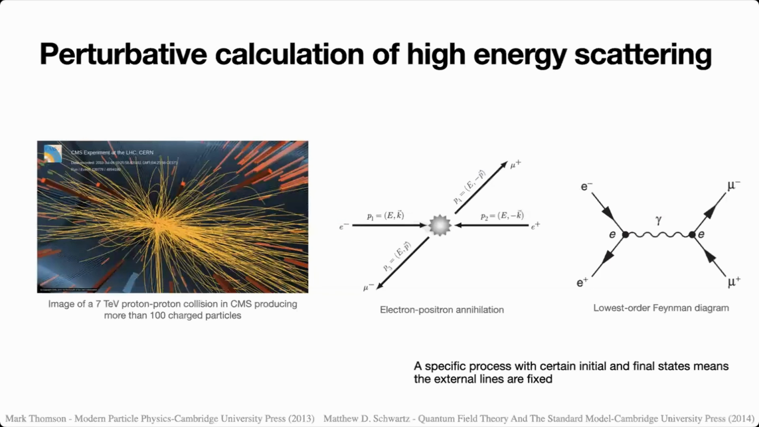For such a specific process, we typically fix the initial and the final state, which means that the external lines are fixed. For example, in the diagram, the two initial lines stand for electron and positron, and the final lines stand for muon and anti-muon. This can be interpreted as a pair of electron-positron annihilating into a virtual photon, and this virtual photon then produces a pair of muon and anti-muon.